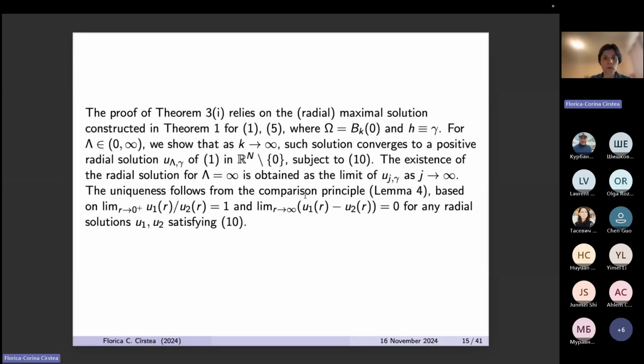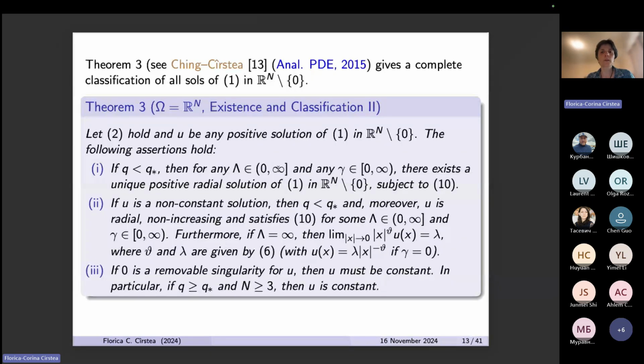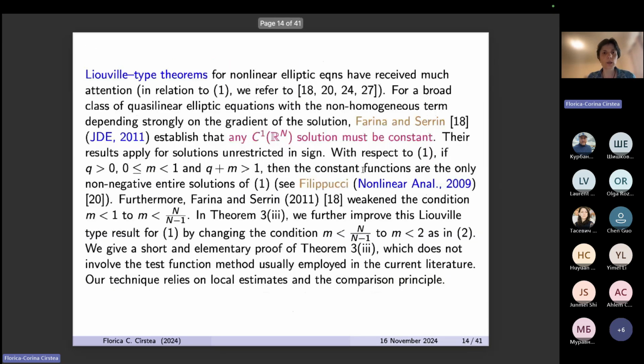So now I'm giving some ideas. First, the proof for 3i. The 3i is the existence of solutions in R^n minus 0 when you take the condition at 0, with a weak singularity or strong singularity. You don't have the removable singularity here, so this capital Lambda has to be strictly greater than 0, and so this condition 10. So how do we do that?